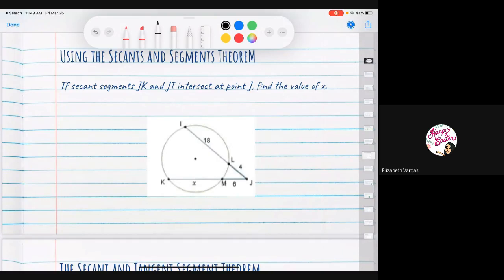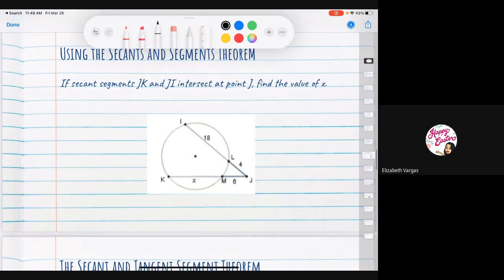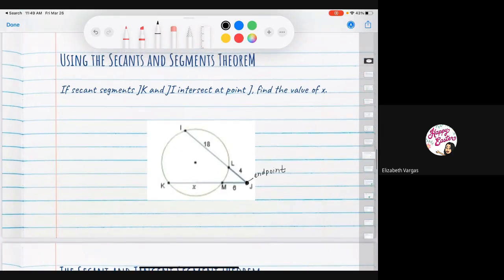It says if secant segments JK and JI intersect at point J, find the value of x. So we know here that we have two secants that share a common endpoint. This would be my common endpoint. So that means I can use the secants and segments theorem. Basically, the secants and segments theorem tells me that I can take this part and multiply by its whole, and then that should be equal to this part multiplied by its whole.